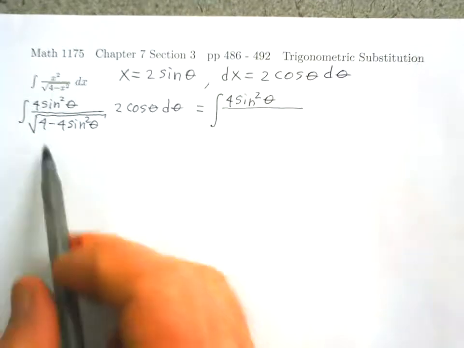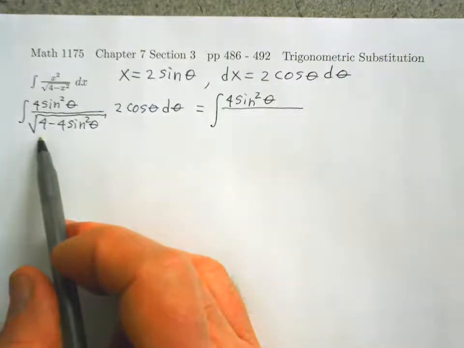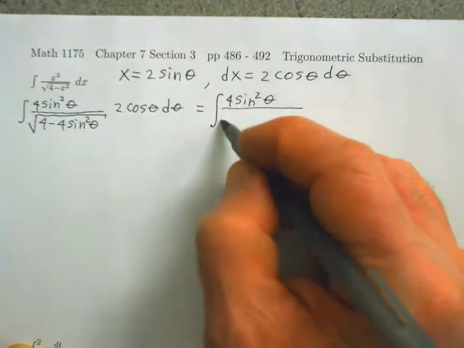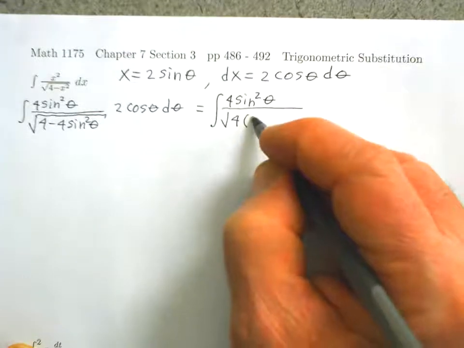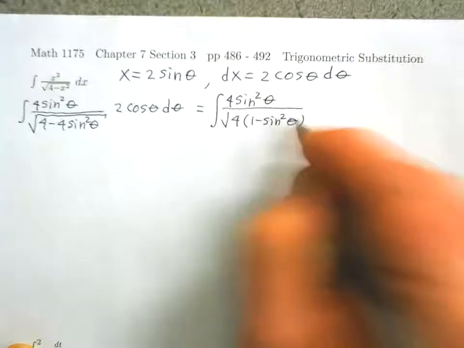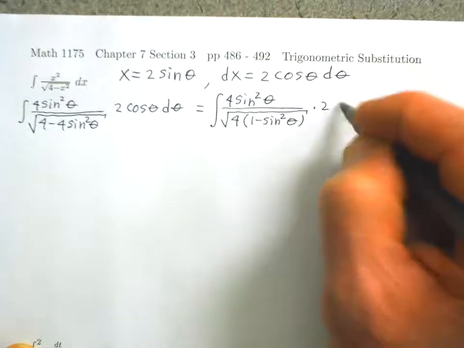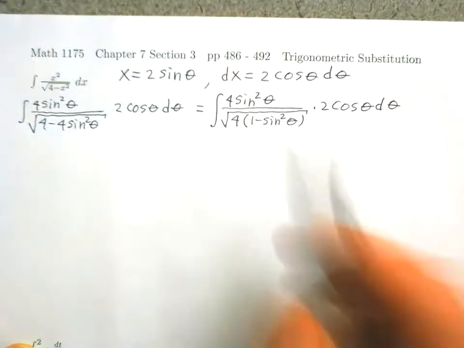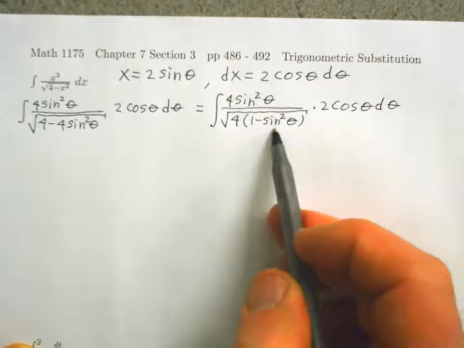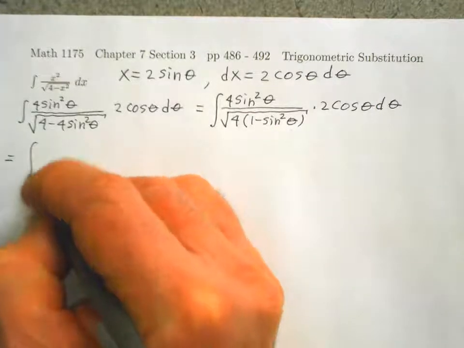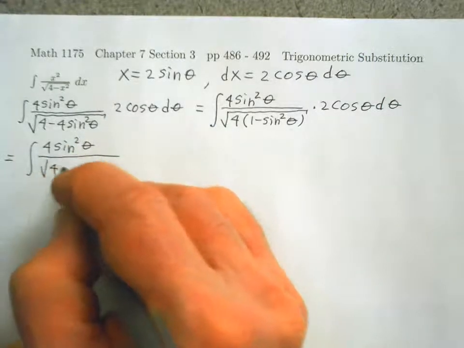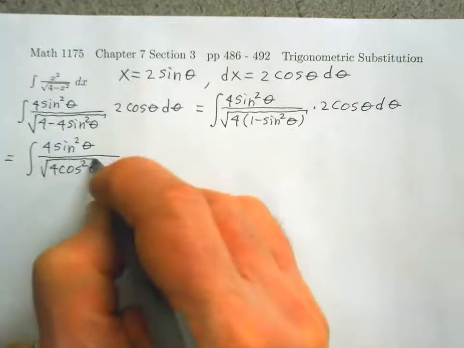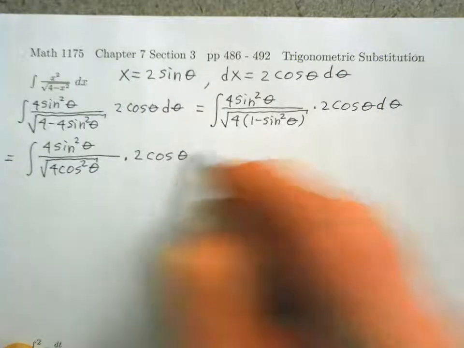I guess we can take a little time to simplify the square root of 4 minus 4 times sine of theta squared. So factor 4 out of the terms inside the square root. So the square root of 4 times the quantity 1 minus sine of theta squared, times 2 times cosine of theta d theta. We're going to replace 1 minus sine of theta squared with cosine of theta squared. So we get the indefinite integral of 4 times sine of theta squared over the square root of 4 times cosine of theta squared, times 2 times cosine of theta d theta.